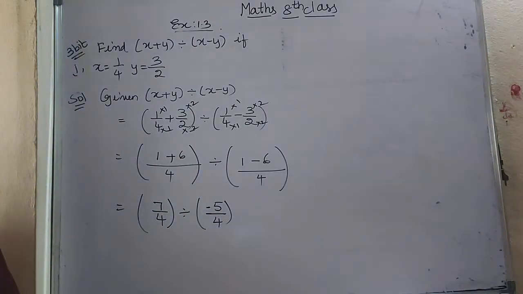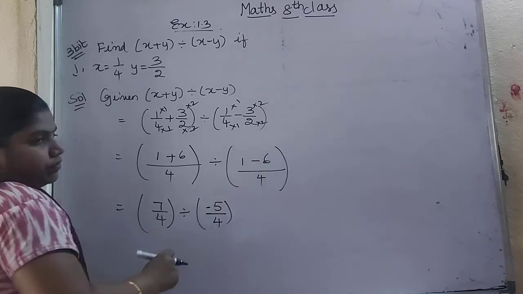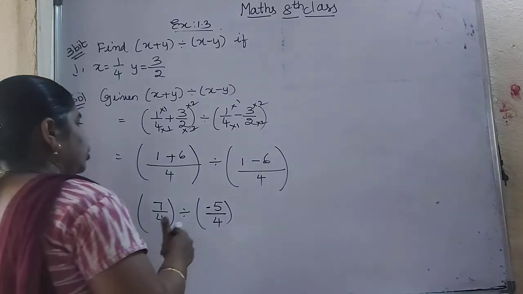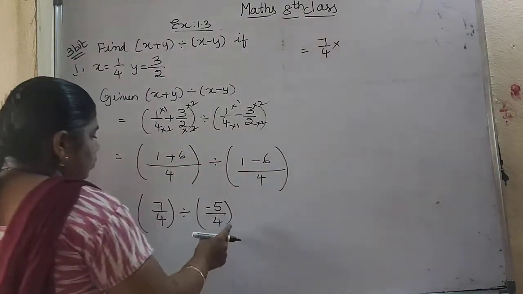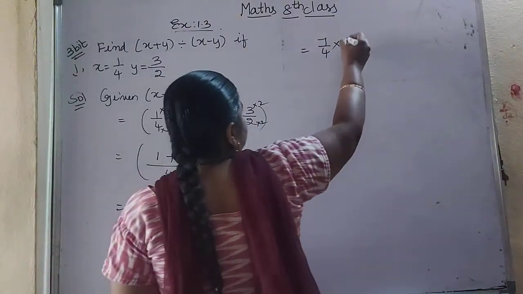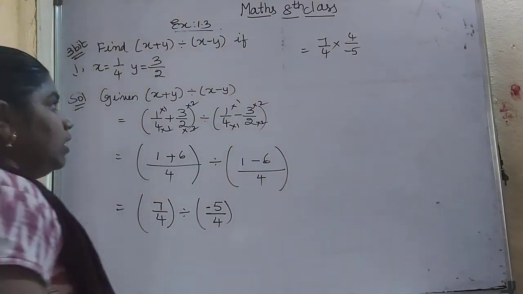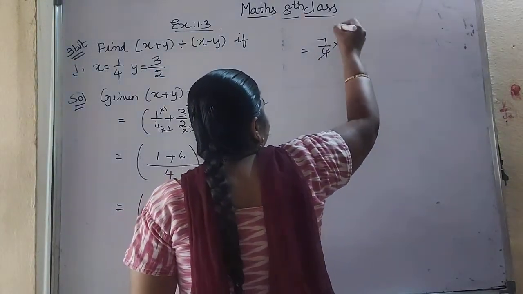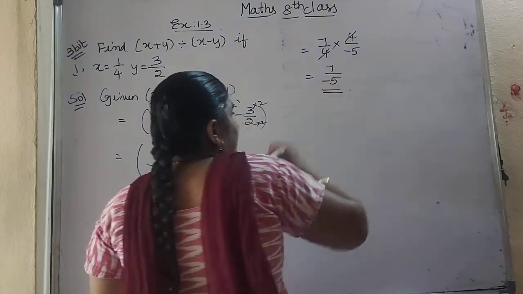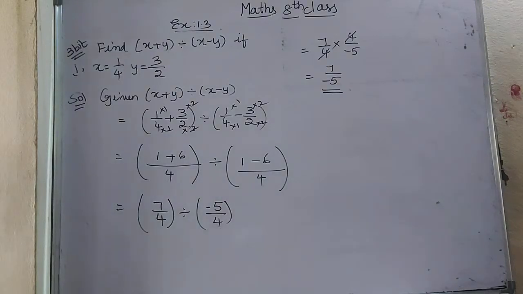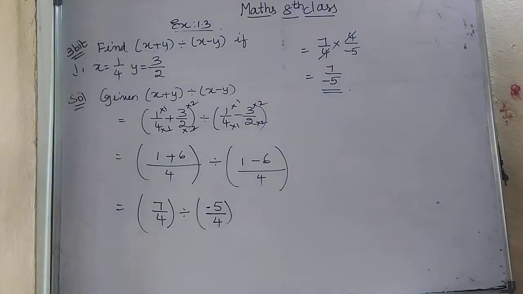Now how to divide these two rational numbers? The second term will be reciprocal and the division will be converted to multiplication. So we can write this as 7 by 4 into, this value reciprocal, that is 4 by minus 5. Now here the 4s will get cancelled, and what is the final result? 7 by minus 5 is our final result. So this is our third bit.